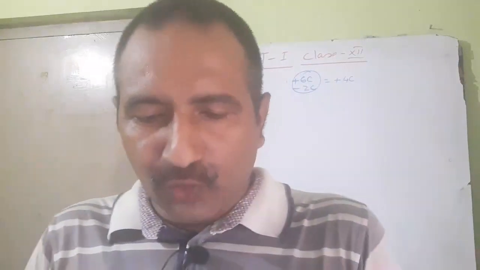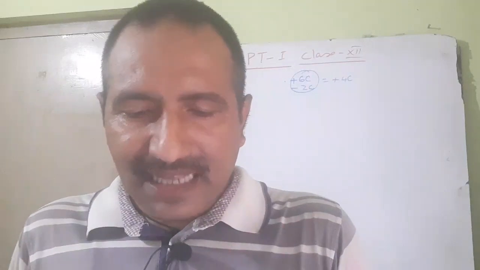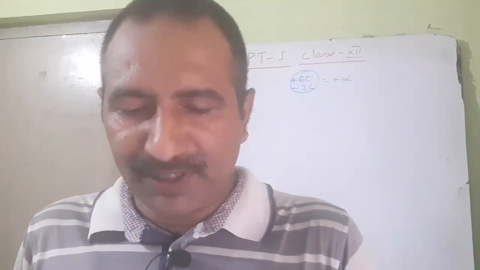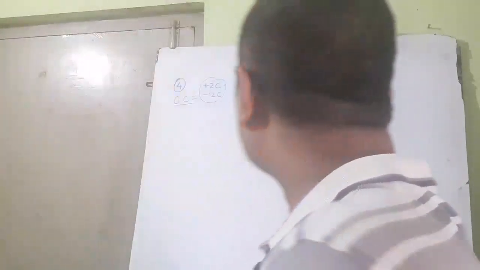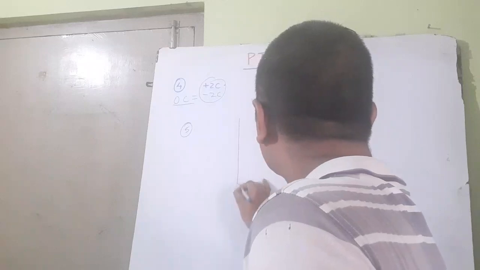Now question number 5. Equal charges Q are placed at the four corners A, B, C, D of a square of length A. The magnitude of the force on the charge at B will be. You see, this is a square. Question number 5. This is a square.